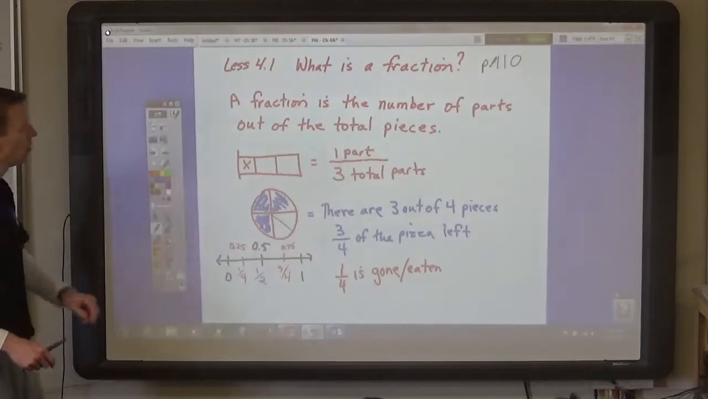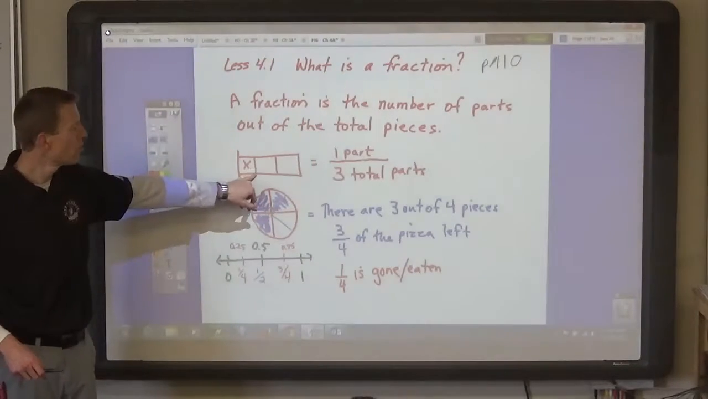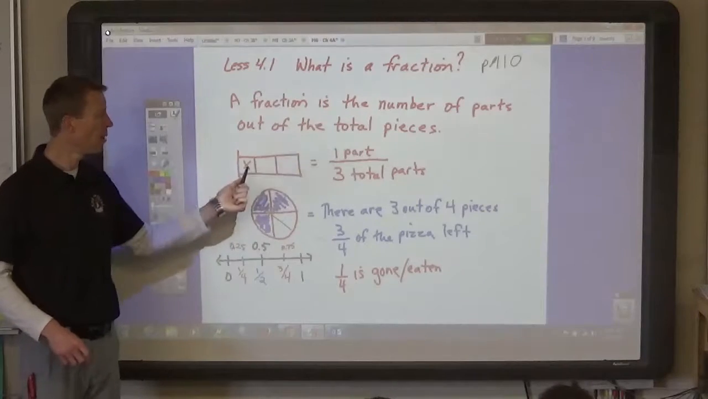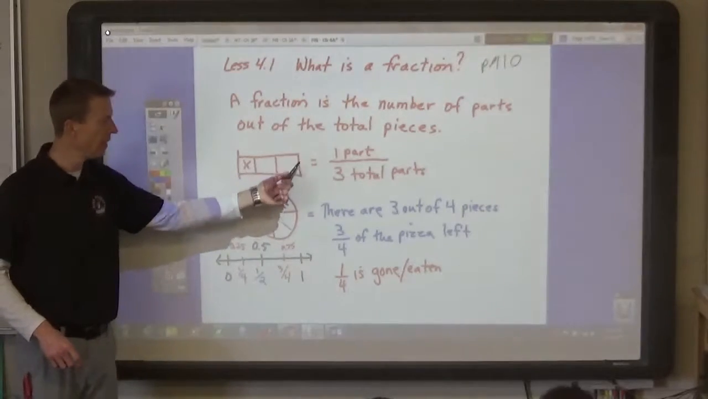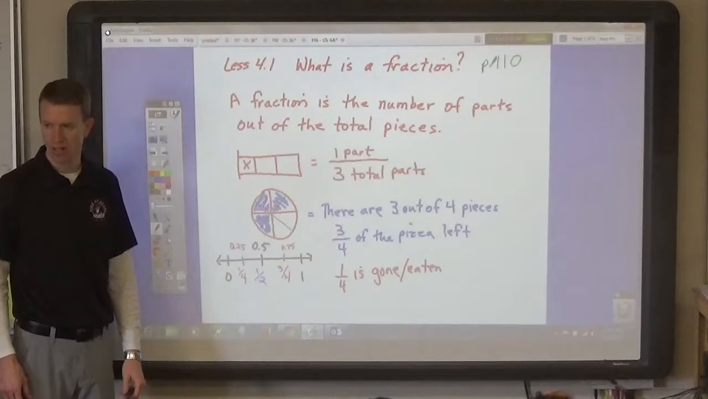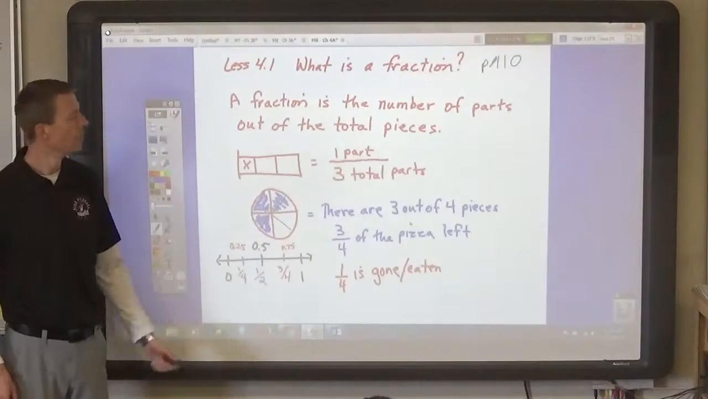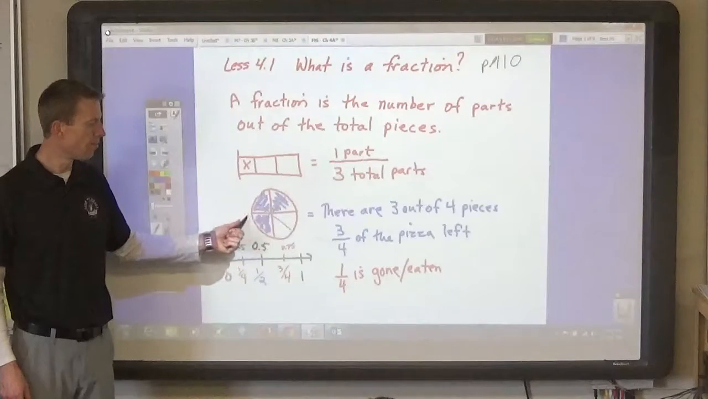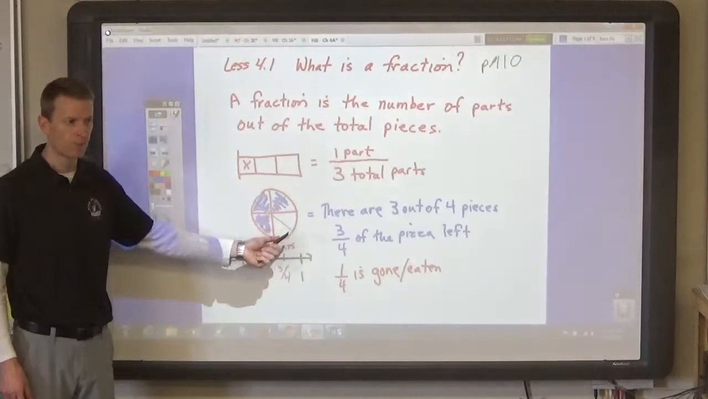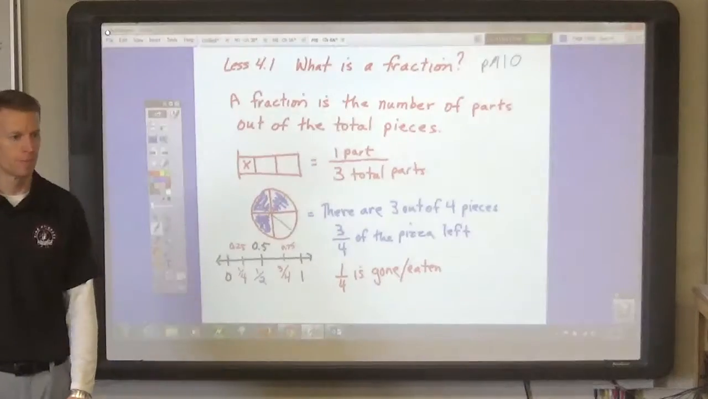Another way that a fraction is used is to tell how many pieces there are out of the total. So, one part is x'd out of 3. So this is the fraction 1/3. Or if you were eating pizza this weekend and the pizza was cut into fourths and one of them was eaten, then you have 3/4 left. 3/4 out of the whole.